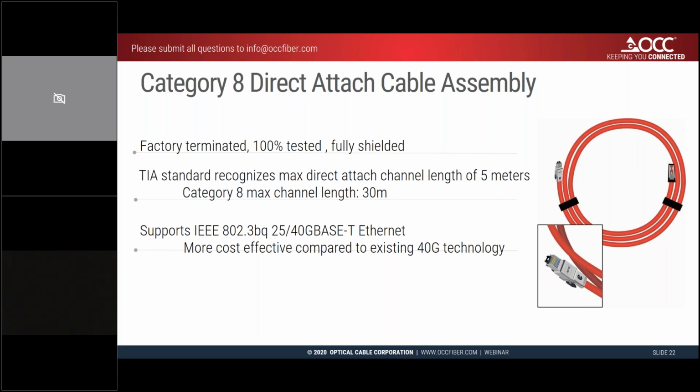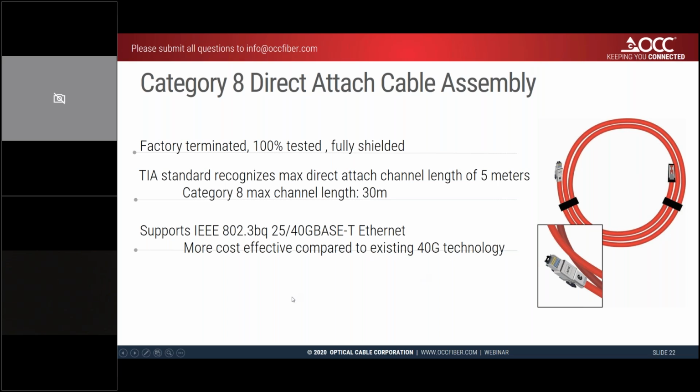So OCC also sells Category 8 direct attach cable assemblies, and they're factory terminated, 100% tested, fully shielded. The TIA standard for Cat 8 recognizes a max length of 5 meters for direct attach cable assemblies. Just to put that into perspective, a Cat 8 max channel length is 30 meters. So that is a limitation. It's different from Category 6A as far as channel lengths. But these will support your 40GBASE-T applications, and they are more cost effective compared to existing 40G technology.